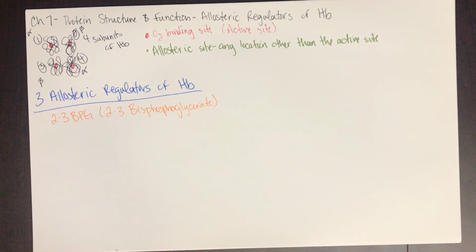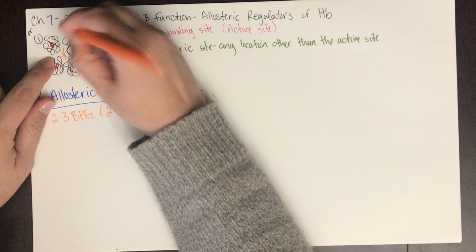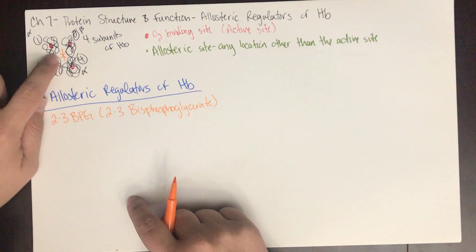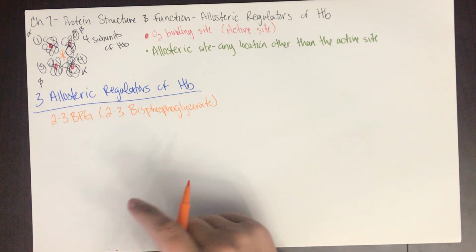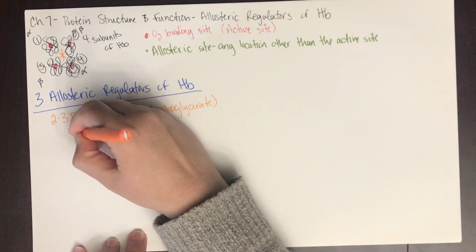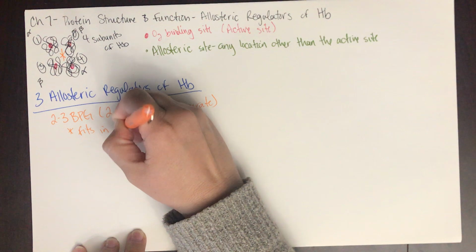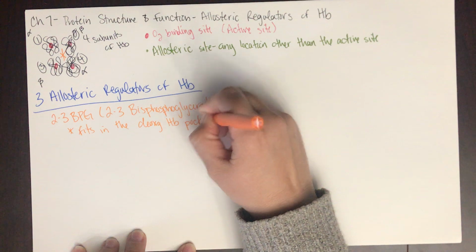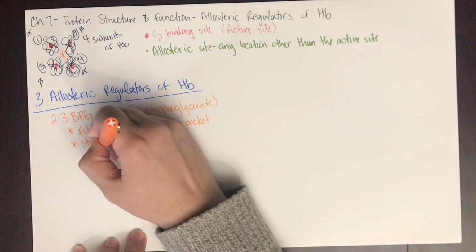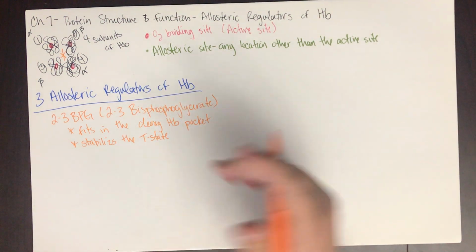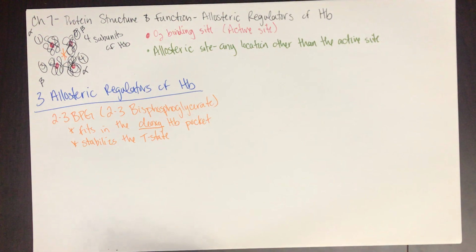2,3-BPG fits in the deoxyhemoglobin pocket. It fits right in here. So this is between the 4 subunits of the hemoglobin, and what happens is 2,3-BPG fits in the deoxyhemoglobin pocket, and when it does this, it stabilizes the T state. And remember what the T state is. The T state is the deoxyhemoglobin.